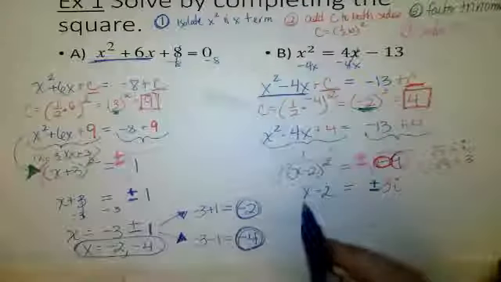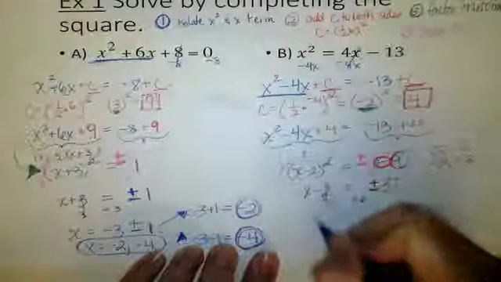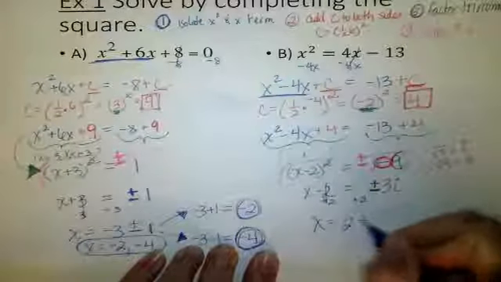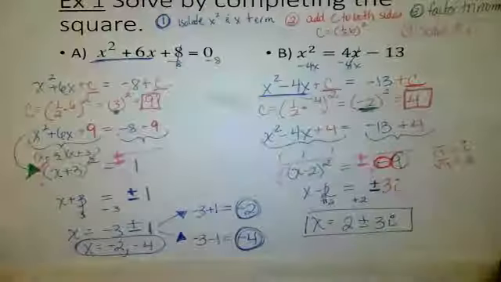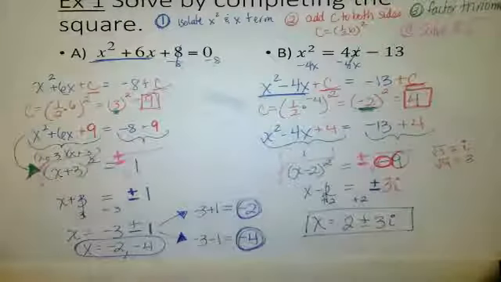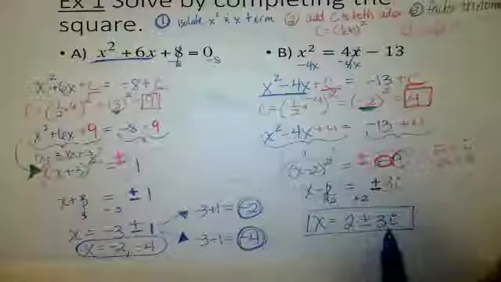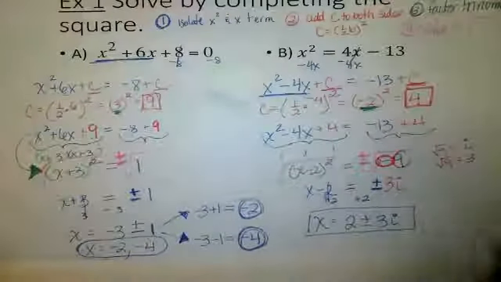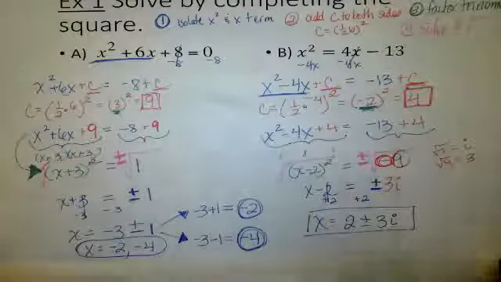How do we get x by itself? Add the 2. Add the 2. So we get x equals 2 plus or minus 3i. Can I put the 2 and 3 together to get 5? No. All right, the 2 is a real number. The 3 is imaginary. 3i, it's imaginary. They can't combine, so just stay like that. Two perfect answers. Two perfect imaginary answers.